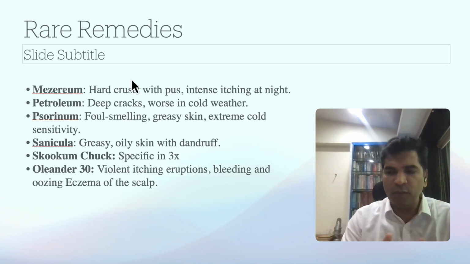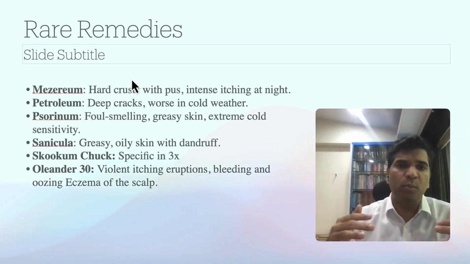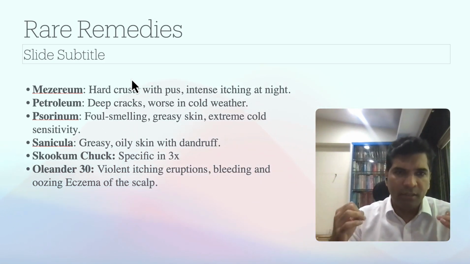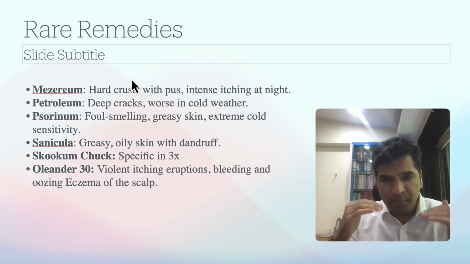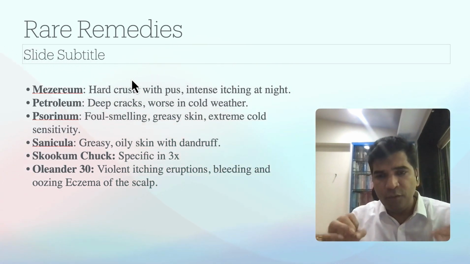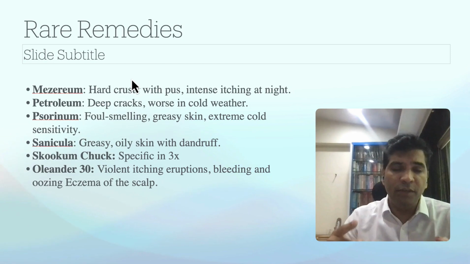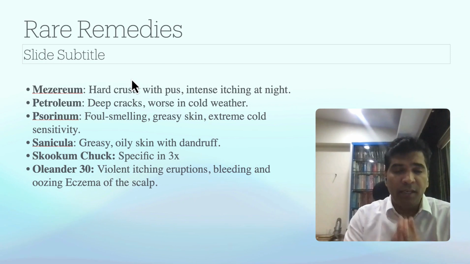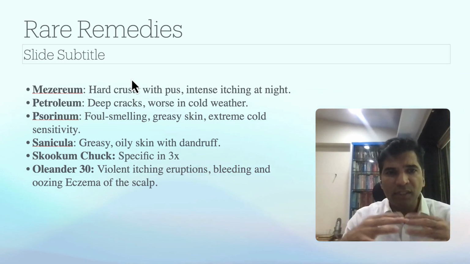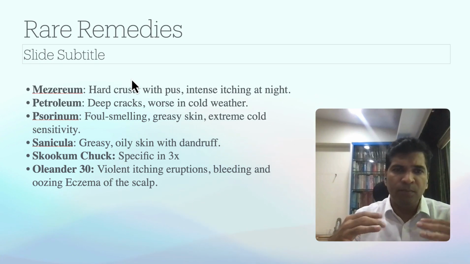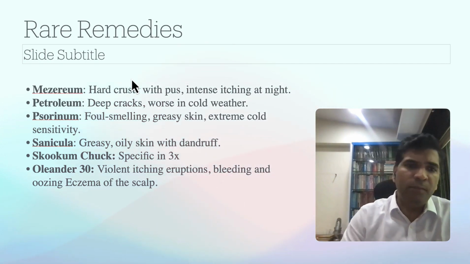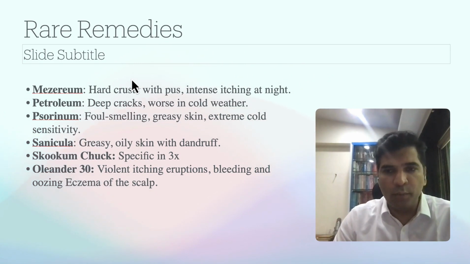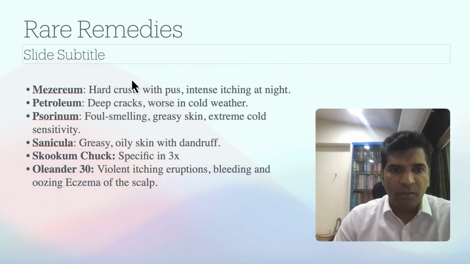Mezereum where pus has formed and there is a hard crust on top of the pus, intense itching at night is mezereum. So hard crust with pus formation, if not treated at this time, the patient will enter into cellulitis, a complication of it. So you have to take very much care. There is a generalized swelling over the eruptions with pus formation and hard crust on it. Then you have petroleum, deep cracks, worse in cold weather. So deep cracks is one of the most common indications for petroleum for any skin condition.